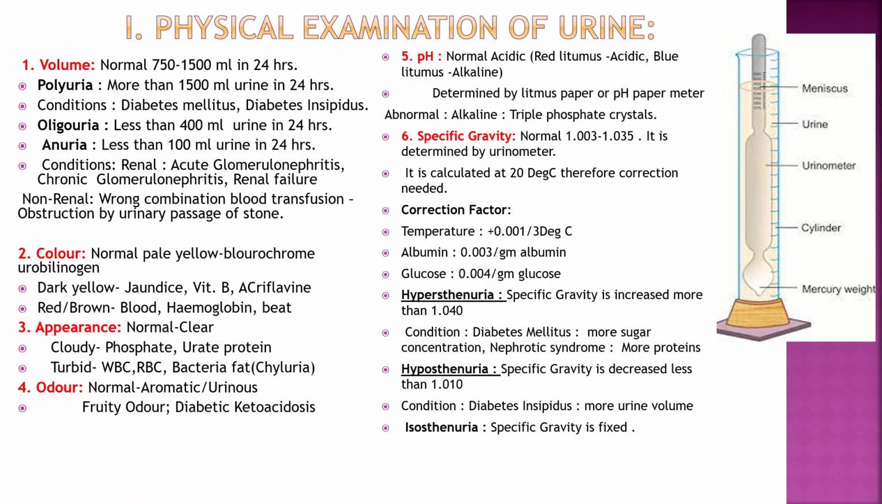Hyposthenuria, when the specific gravity is low, less than 1.010, and it is seen in diabetes insipidus, because in insipidus the urine volume is increased but either sugar or proteins are not there, so because of that the specific gravity is decreased. So this is a differentiating point. Specific gravity is differentiating point for the diabetes mellitus and diabetes insipidus, because in both conditions you will see polyuria. Then isosthenuria when the specific gravity is fixed. So this is about physical examination of urine.